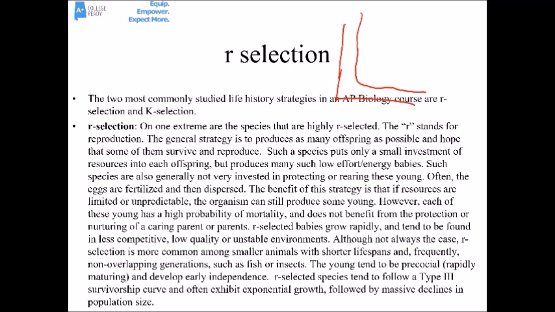Oftentimes they'll exhibit exponential growth. So if we're looking at population size graphed against time, you'll get this big J-shaped exponential growth curve. Oftentimes that's followed by a period of rapid death. So again, that's r selection.